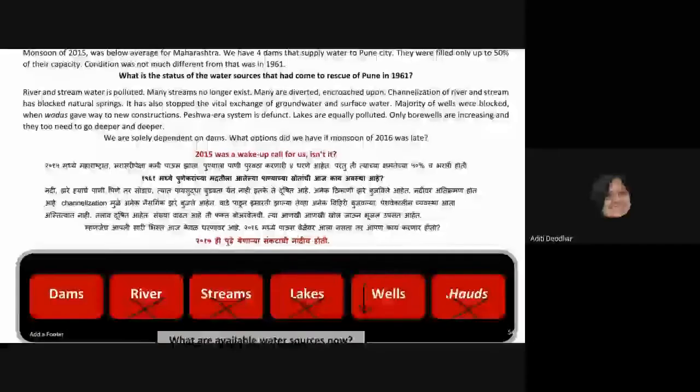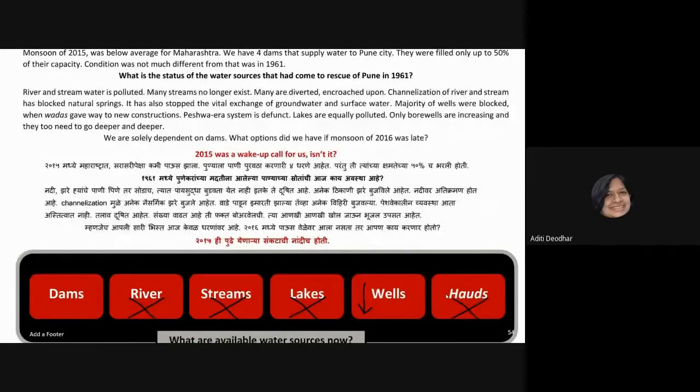And so we compared that situation of 1961 with 2015. 2015 was a drought year for Maharashtra. All over India the monsoon was okay, average, but in Maharashtra it was below average, and almost none of the dams in Maharashtra were filled to 100% of their capacity that monsoon. The same was true for Pune city. We now have four dams, and none of them were filled to even 50% of their capacity. So it was really a drought year for Maharashtra.